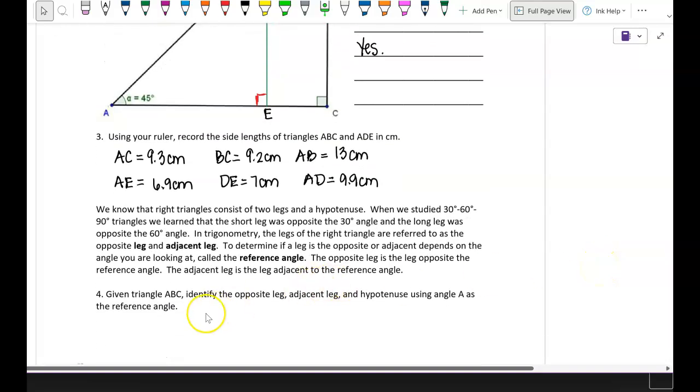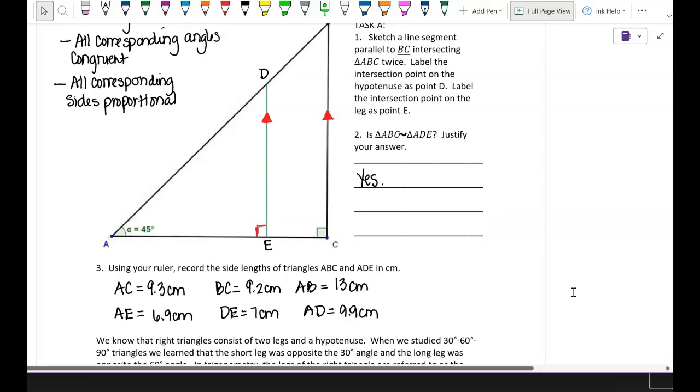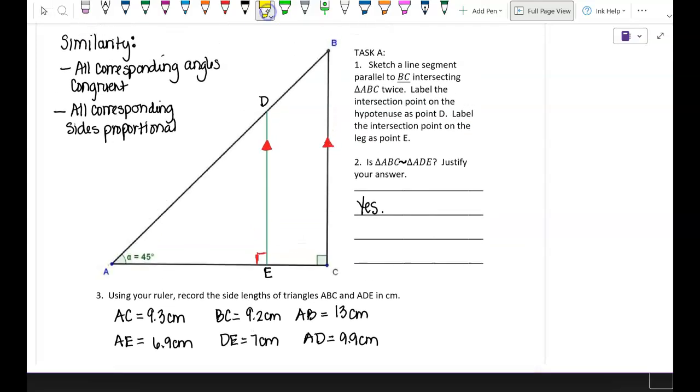So given triangle ABC, identify the opposite leg, adjacent leg, and hypotenuse using angle A as the reference angle. So I come back here, they're saying, hey, I want to use this angle here. Here's angle A down in the bottom. This is my reference angle. So basically they're saying if I'm standing at angle A, how would I identify opposite leg, adjacent leg, and hypotenuse?